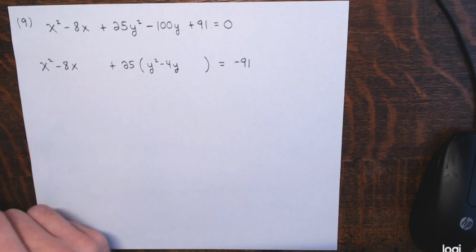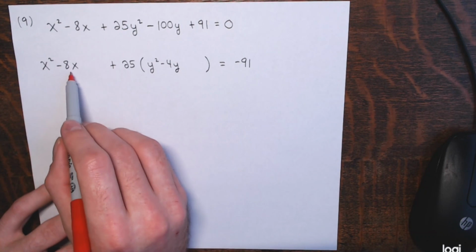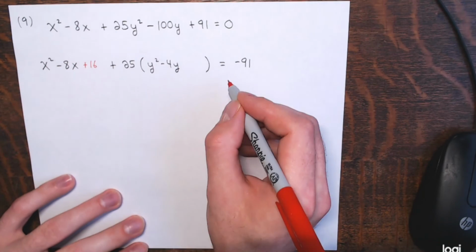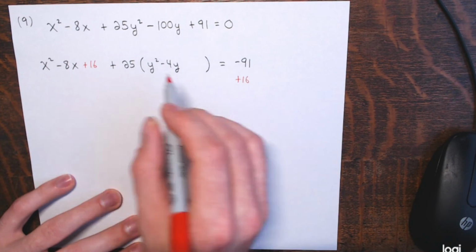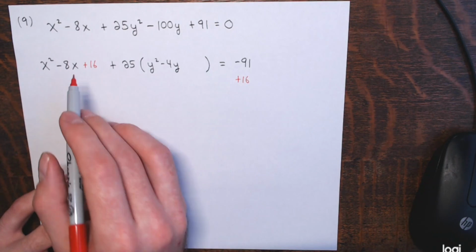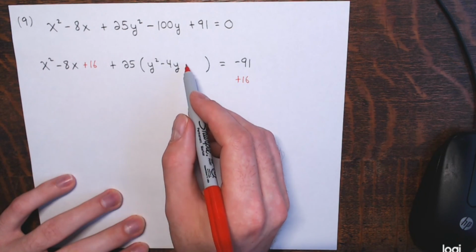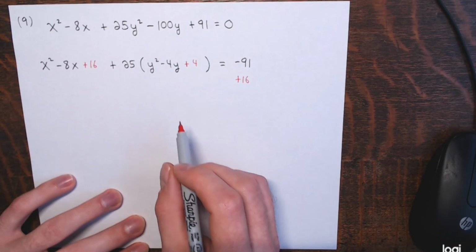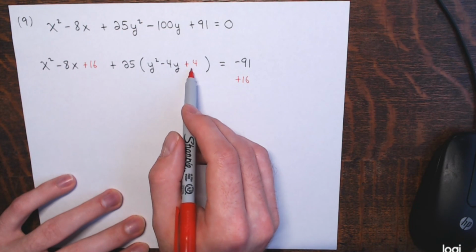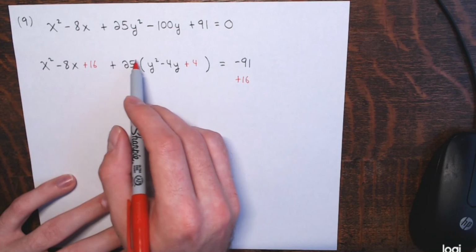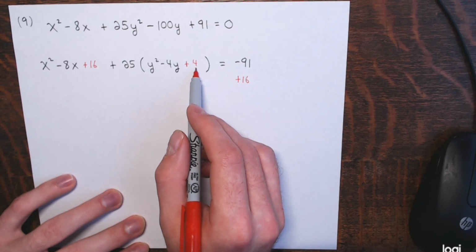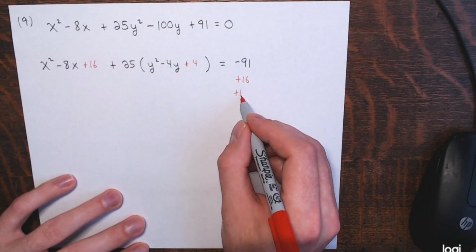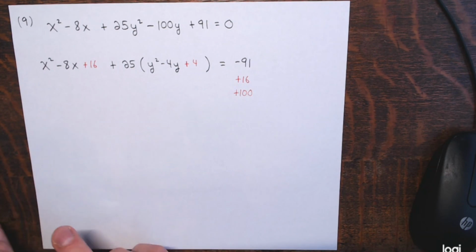Alright, now the completion of the squares. On the x's, I would add 16, and do the same thing to the other side, because there was nothing factored out of the x's, so I don't have to worry about that. On the y's, I would add 4. And if I add 4 in here, remember I factored out 25. So adding 4 inside this set of parentheses is really adding 100 to the left side, so I have to add 100 to the right side.